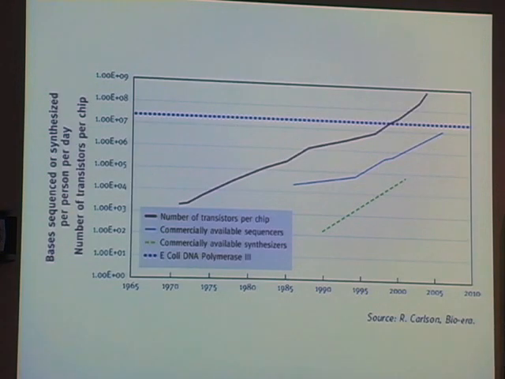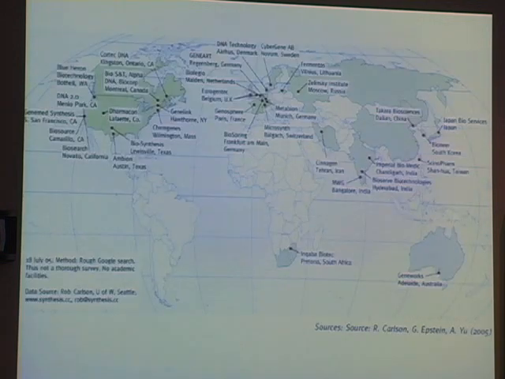Graphed out, Moore's law is the red line, DNA sequencing is the blue line, synthesis is the green line. Our capacity for synthesizing is growing rapidly and will probably continue to do so for some time. There are groups around the world that do DNA synthesis now. And essentially, if you have a credit card and can type, you can get DNA.